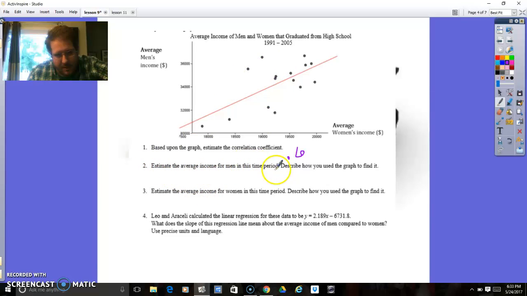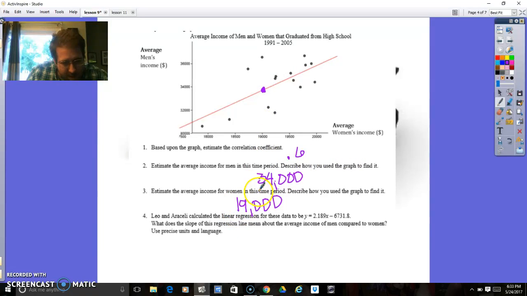Estimate the average income for men in this time period. Now, this is pretty difficult. I'm going to use this line. This line is meant to be a trend line. It goes through the middle of the data. Estimate the average income. Now, I'm going to pick the middle of the line. Average income right here would be, give or take, about $34,000. And then for women, same place, $19,000.